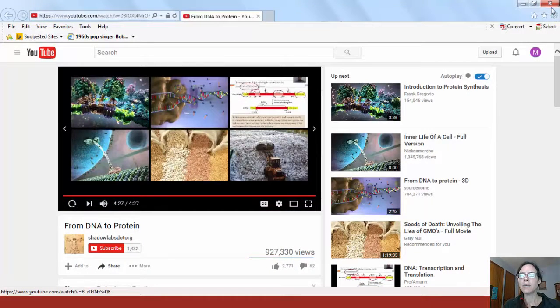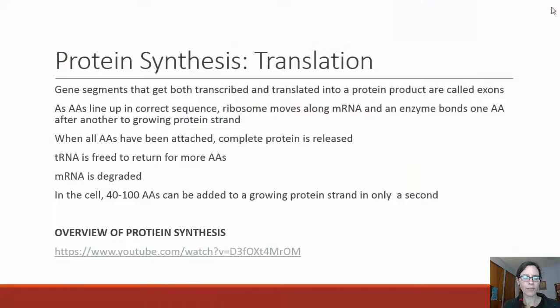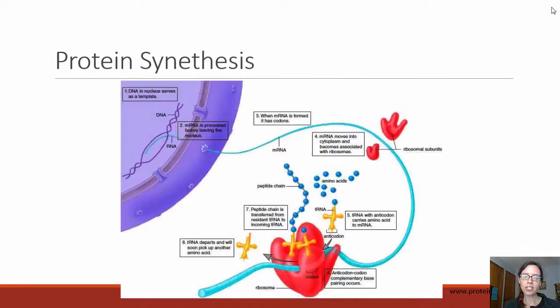Okay, so that's kind of neat because it shows you the actual speed by which these processes are happening. And you can see from that video that 40 to 100 amino acids can be added to a growing protein strand in just a second. So it's a very, very fast process. Okay, and here's just kind of an overview figure demonstrating what we just talked about.